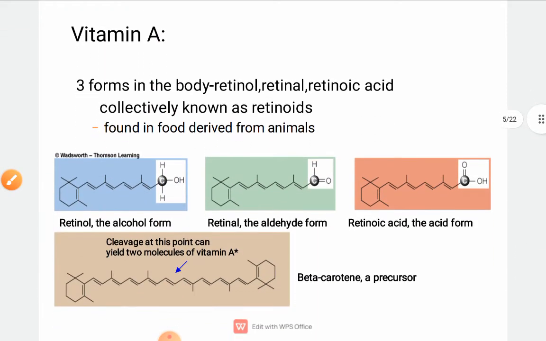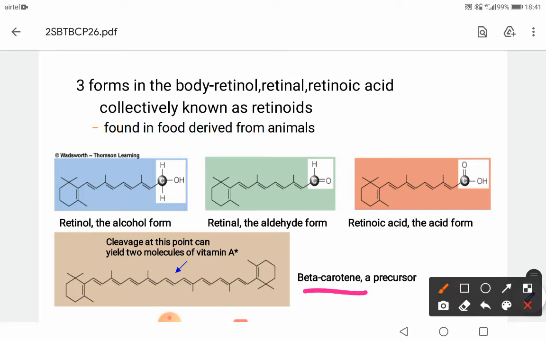So our first vitamin is vitamin A. It occurs in three forms in the body: retinol, retinal, and retinoic acid. And the precursor for vitamin A is beta carotene. This is present abundantly in carrots. So we don't directly get vitamin A in carrot, rather we get beta carotene. If it is cleaved here, it becomes vitamin A, right? Okay.